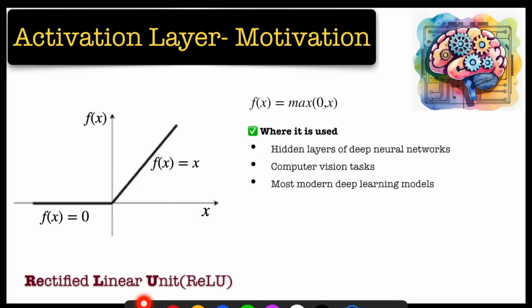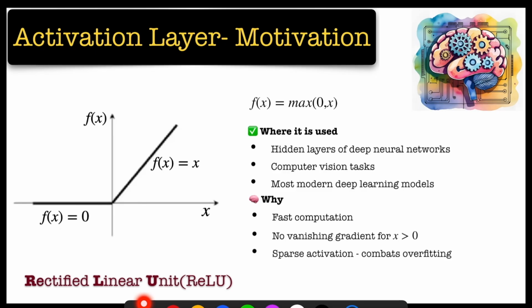In hidden layers of deep neural networks, in computer vision tasks, and in most modern deep learning models. As an activation function for the hidden layers, we use ReLU. Why do we use it? Fast computation. It's just a max of 0 and x, right? So this is a very fast computation.